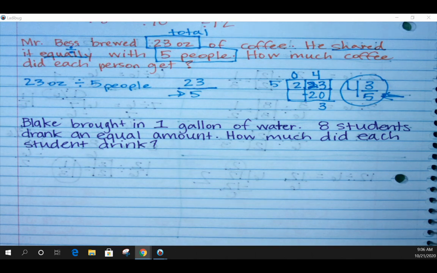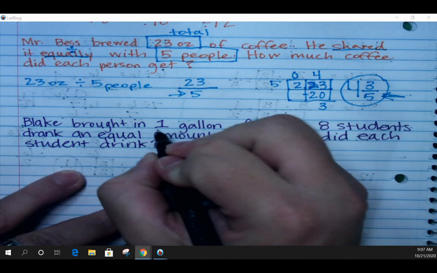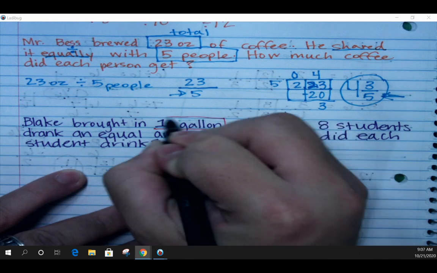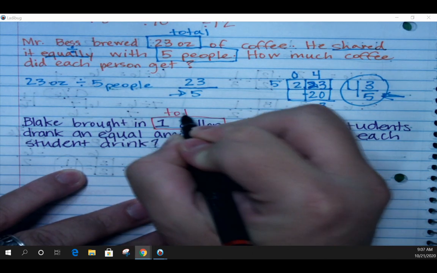Now, once again, what are we dividing up? What's our total? Our total is a gallon of water. There's 8 people lined up. Blake, thanks for bringing in water. Thanks for sharing. And there's 8 of them, right? So the gallon right here is the total.